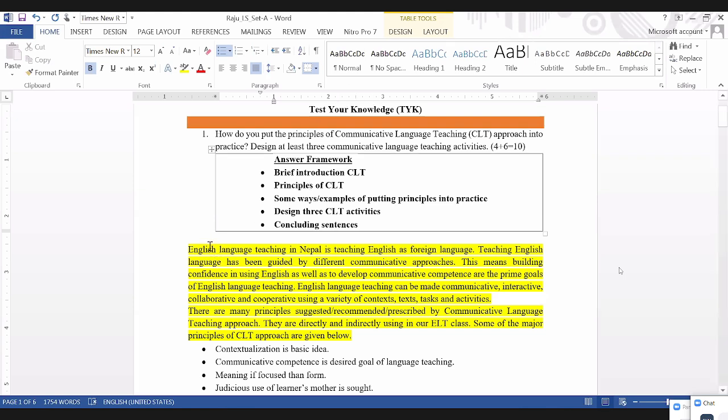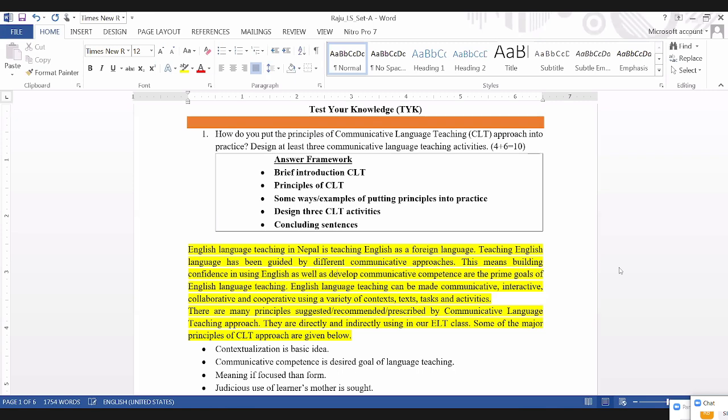So here, this is just the background part. English language teaching in Nepal is teaching English as a foreign language. Teaching English language has been guided by different communicative approaches. This means building confidence in using English as well as developing communicative competence are the prime goals of English language teaching. English language teaching can be made communicative, interactive, collaborative, and cooperative using a variety of contexts, texts, tasks, and activities. This is just the introduction part.